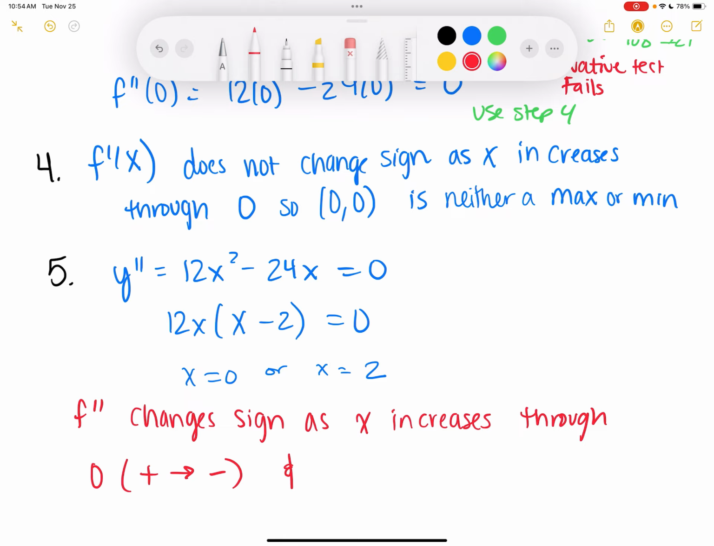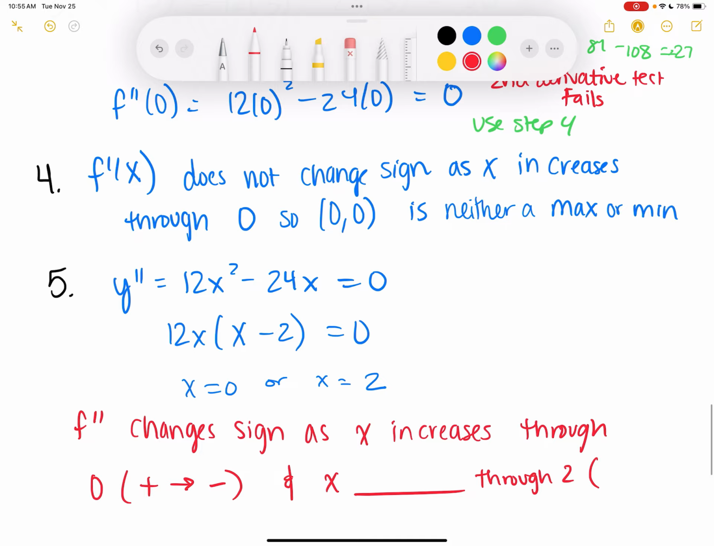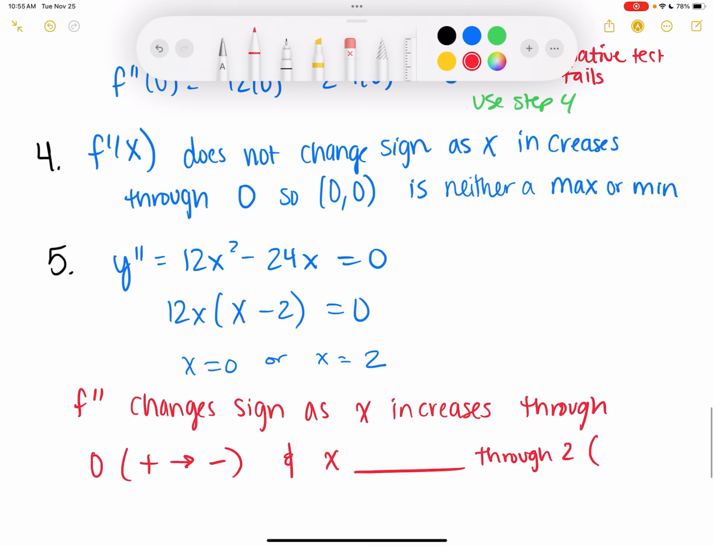And we're going to see what happens. X does what through 2? So I'm going to fill in either increases or decreases essentially. So as we go through 2... Oh, as x increases through, I don't know why, but I didn't need to write a blank there. That's always increases. As x increases through 2, the stuff that goes in the parentheses is what could change.